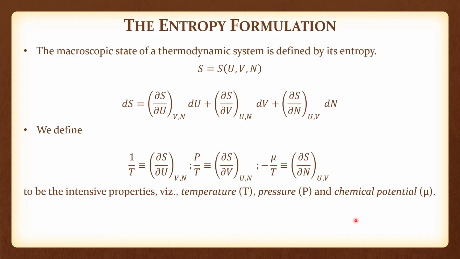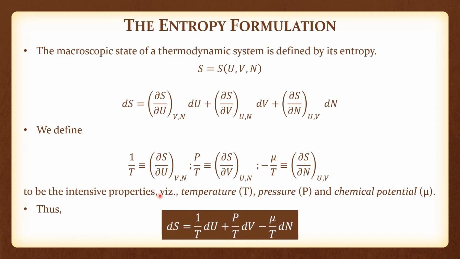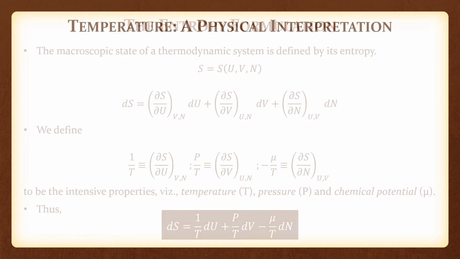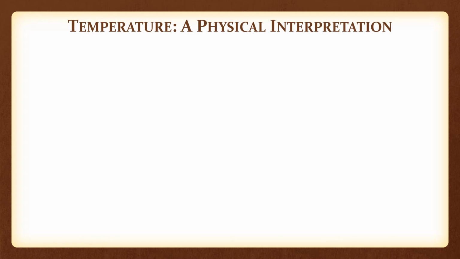In this lecture we will be talking about what temperature is and what the meaning of this intensive property is. Thus, in this entropy formulation, we can simply write dS is equal to 1 over T dU plus P over T dV minus mu over T dN. We are going to spend the rest of this lecture on understanding thermodynamic temperature, specifically understanding this partial derivative. So let's first try to give a physical interpretation for what temperature is.